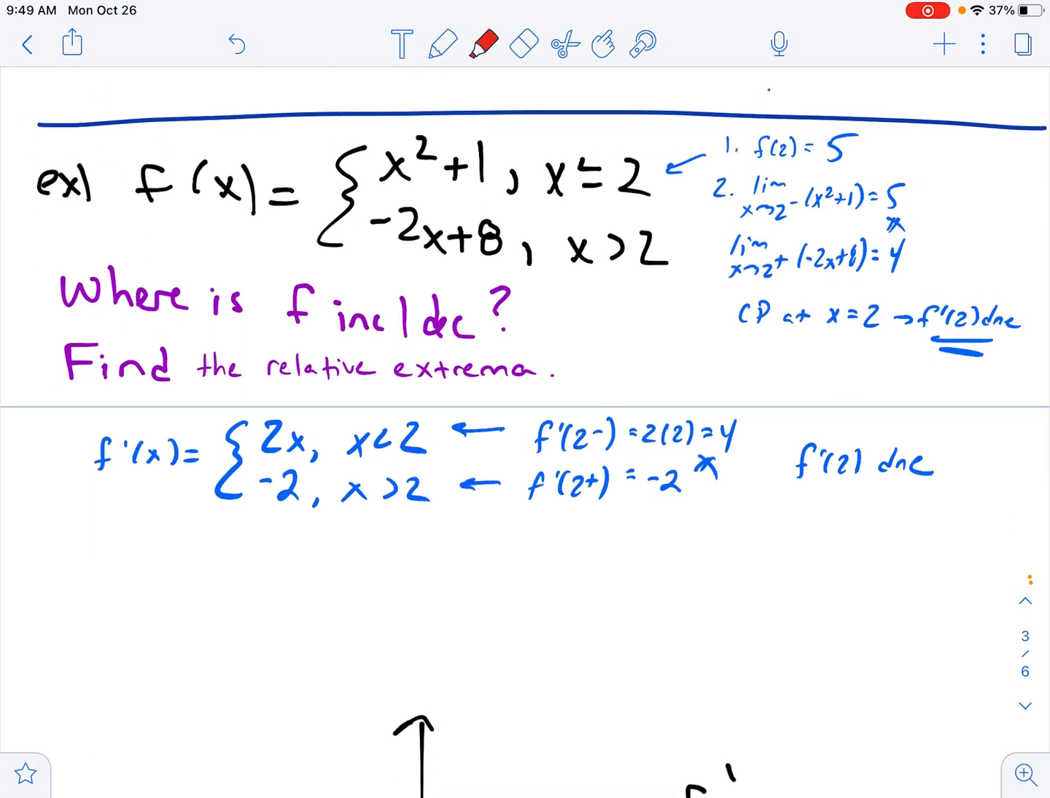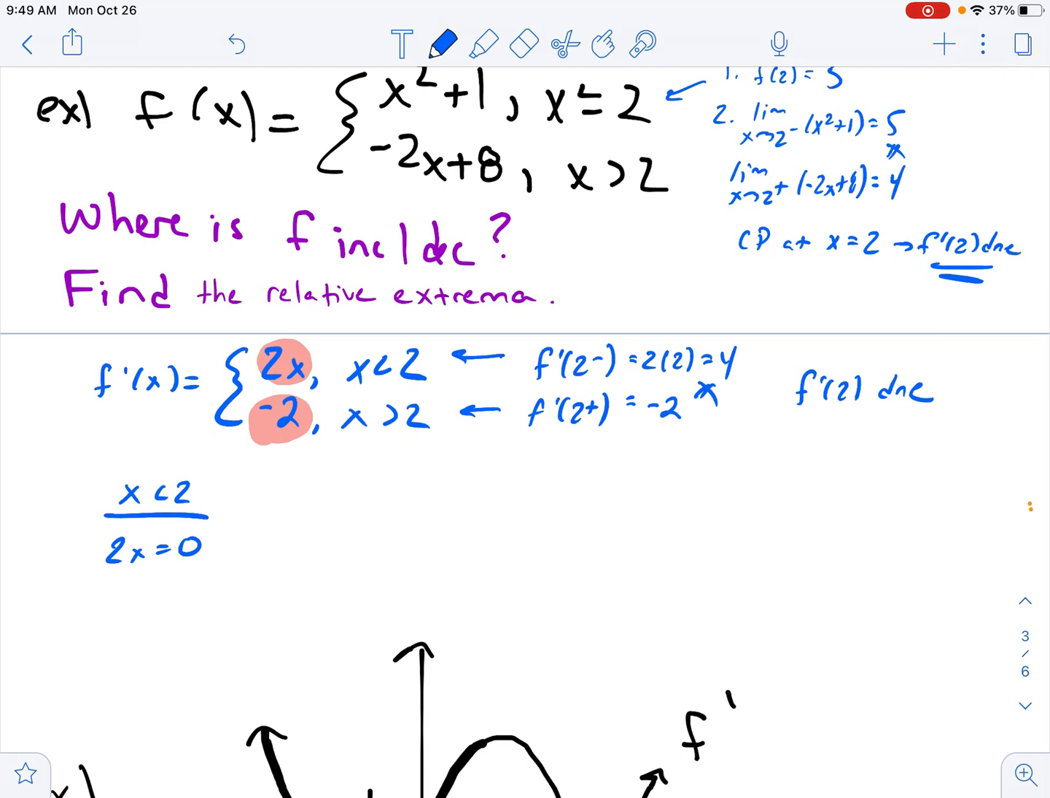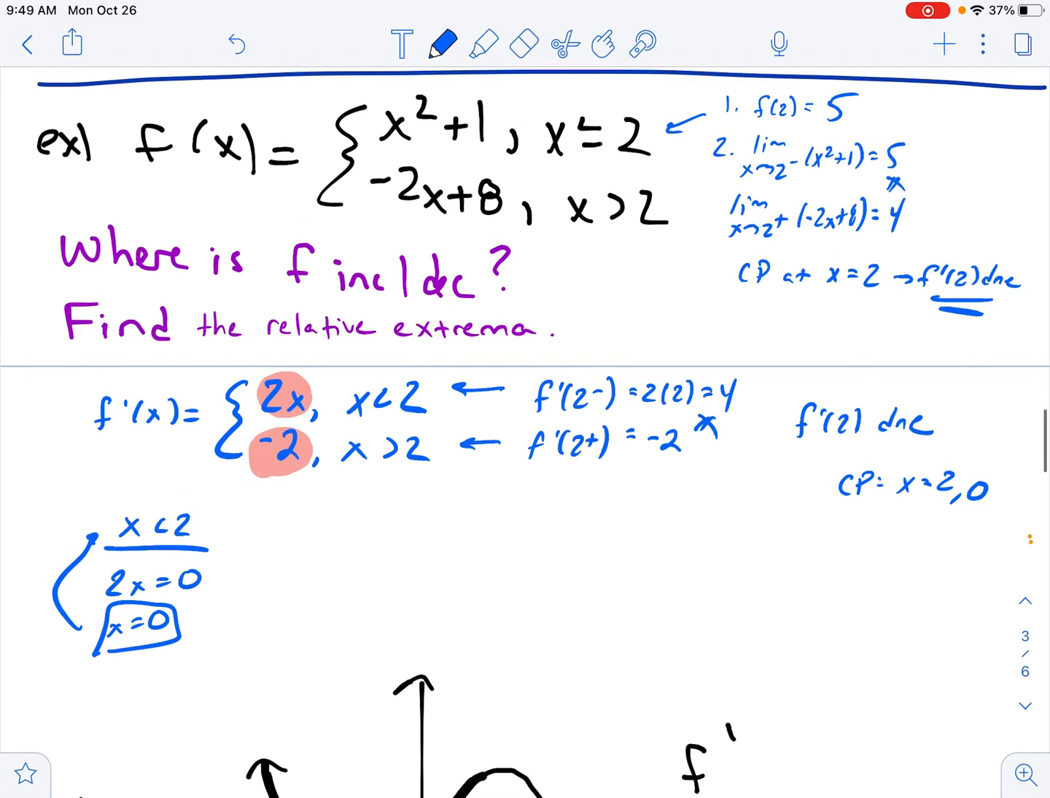Okay, now we also have to consider where these pieces themselves could equal 0. So look at this. For x less than 2, that's the top piece. Let's set this equal to 0. Okay, so look, divide and you get x equals 0. X is 0. Is that less than 2? Yes, it is. So we have a critical point at x equals 0. So critical point we set at 2, but also at 0. For the other piece, when x is greater than 2, does negative 2 itself ever equal 0? No. There's no x to solve for. That piece never equals 0, so there's no more critical points.